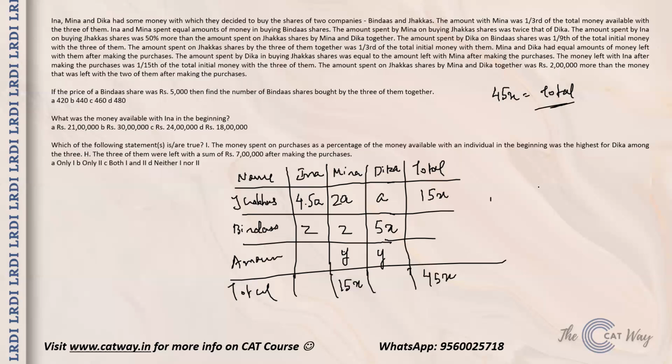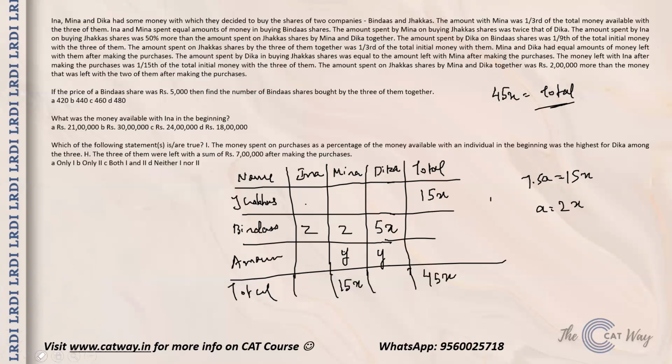What do we get? 4.5a plus 3a, that is 7.5a, is equal to 15x. So the value of a becomes 2x. This is not a anymore, so let me use the eraser, so that we have clarity between us on what we are writing.